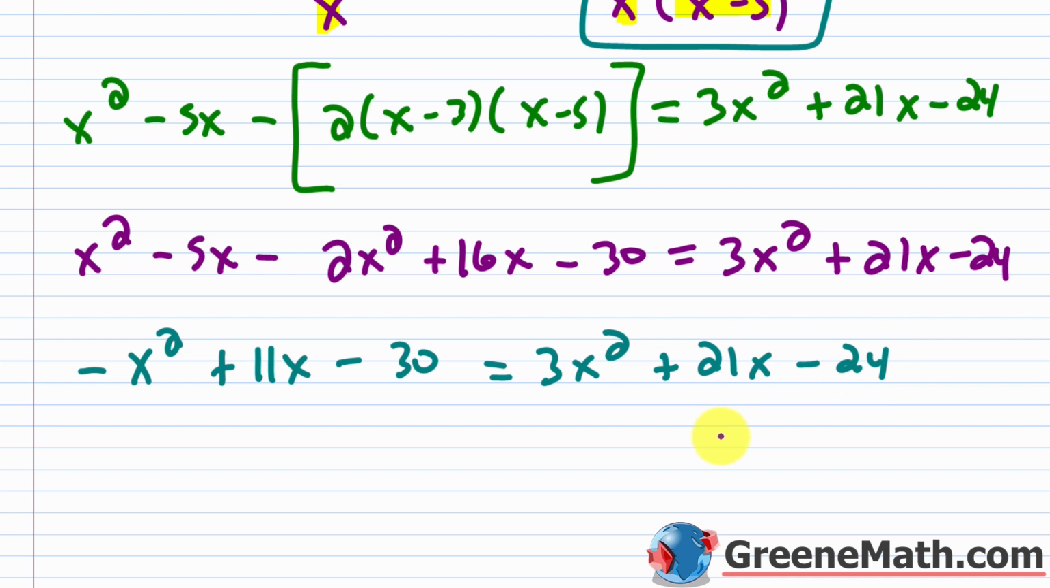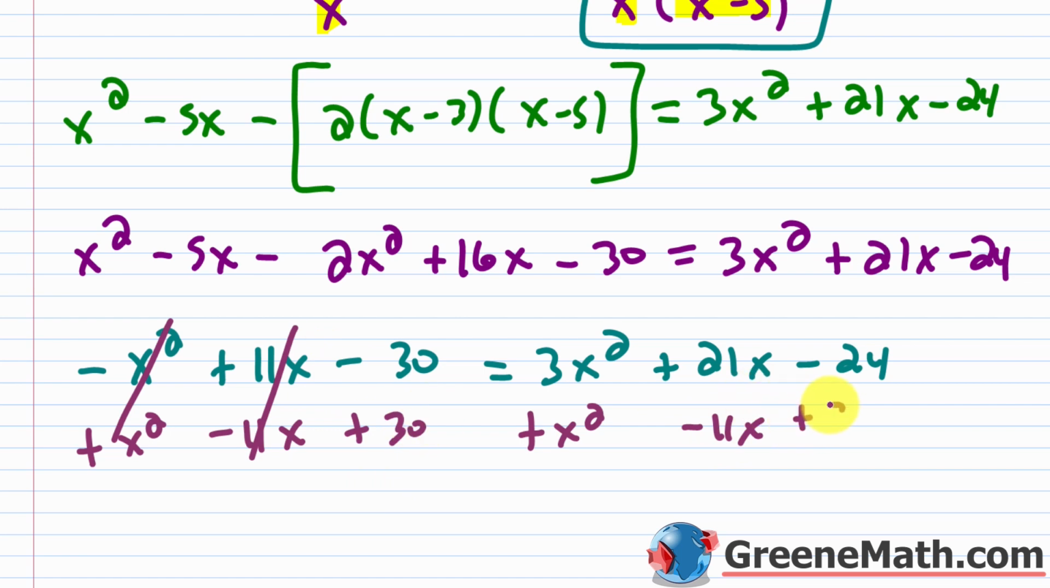All right, so let's get this into standard form. I'm going to add x squared to both sides. So that will cancel. I'm going to subtract 11x away from each side. So that would cancel. And then I'm going to add 30 to each side. So that would cancel. So let's write this as 0.